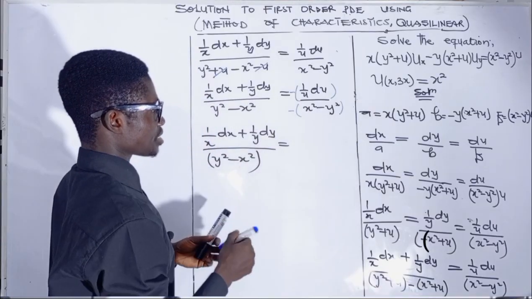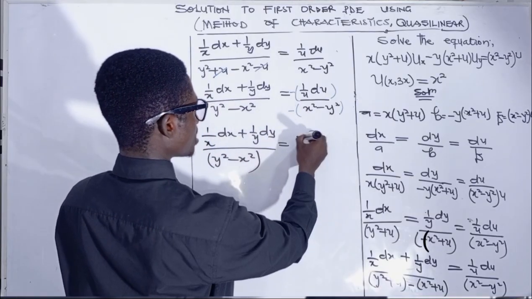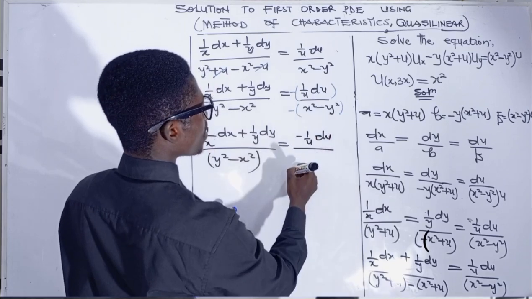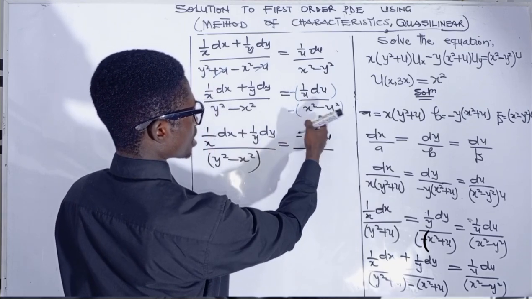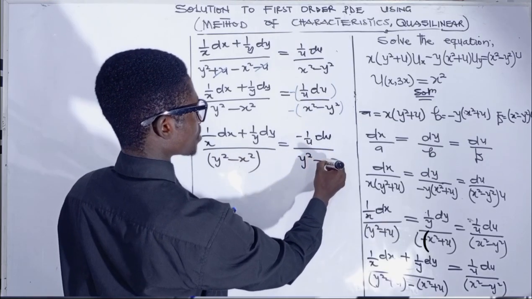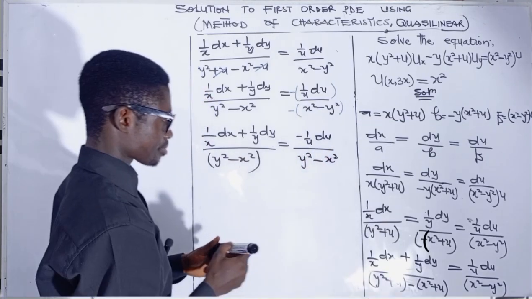Now when we do that, we are going to have the top to be negative 1 over u du, and then this will give us minus s squared and this will give us positive y squared. So let's write it as y squared minus s squared.